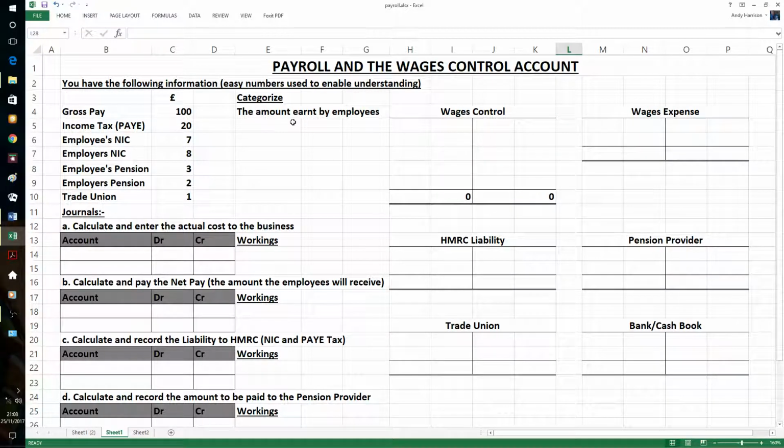This is the amount our employees have earned. It's either part of their salary or it's the number of hours they've worked times their hourly rate. Either way, we owe that money to our employees. Then we have our first deduction. We have to pay it by law. It's a statutory deduction. We have to take it out of their wages and pay it over to the government.